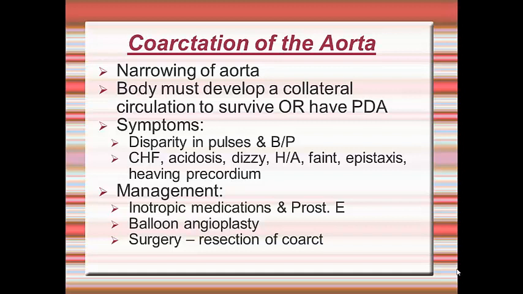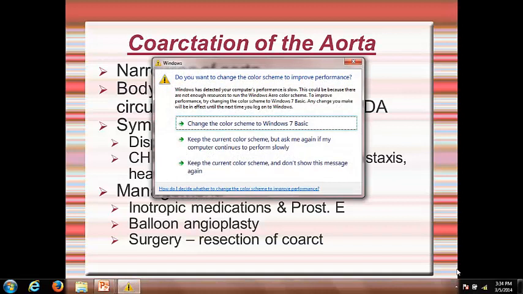In coarctation of the aorta, like I said, it is a narrowing of the aorta. The body has to actually develop a collateral circulation to survive, or have a patent ductus arteriosus, or PDA. So you remember when we were talking earlier, in the first session, about cardiac defects that happen because the PDA remains open and doesn't close.